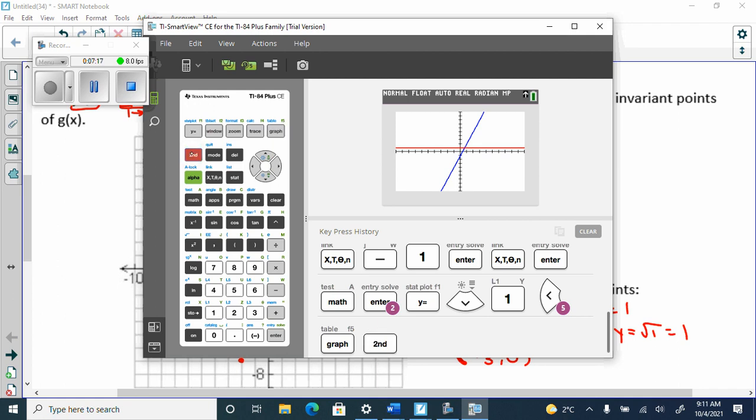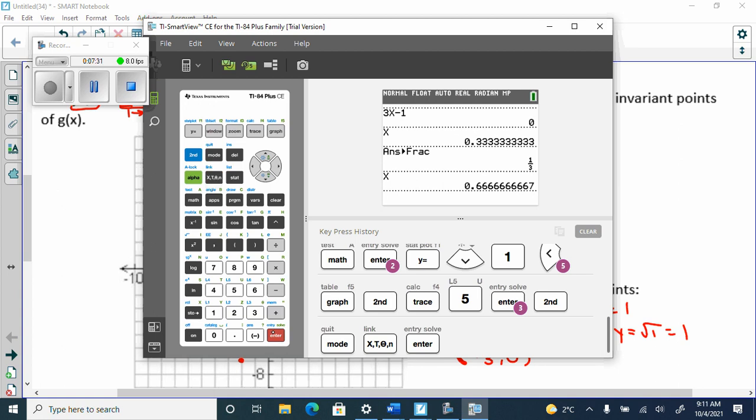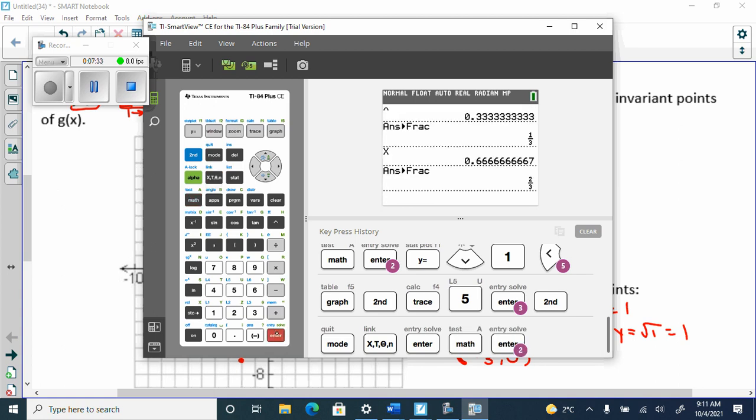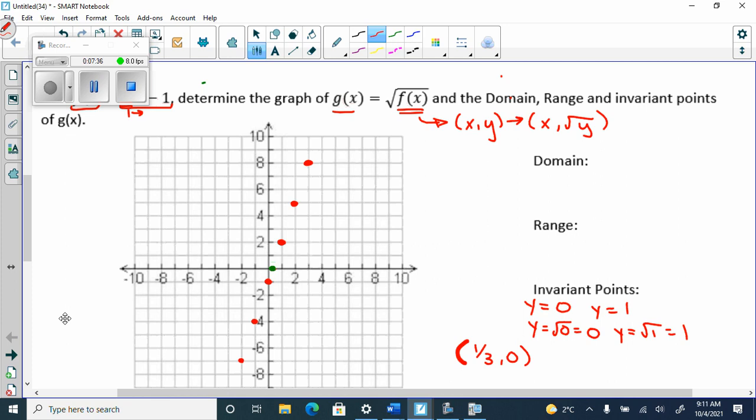So once again, I go second, trace, 5, enter, enter, enter. And now I get 0.666667, which I know is 2/3, but if I didn't, I can go second mode, and I can go x, my new x, is now that, math, enter, enter. It's 2/3. So my other one is at 2/3 and 1. Oh, in green. Now I made them green because they aren't going to change.